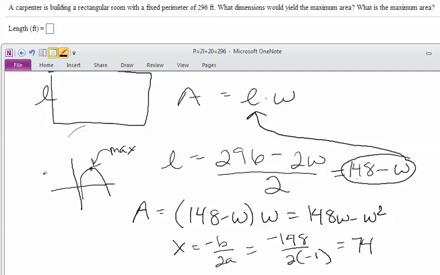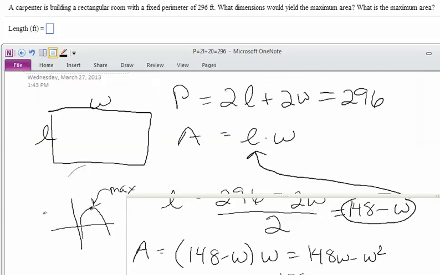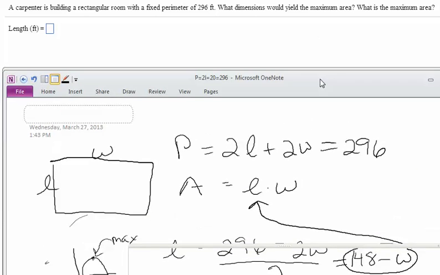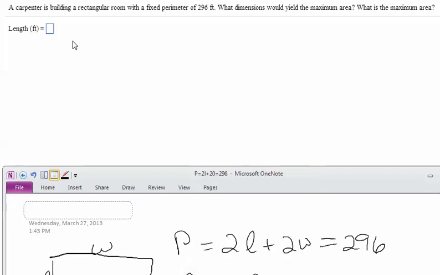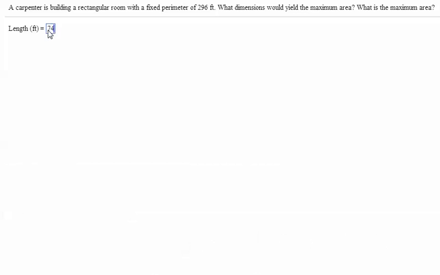And interestingly, you learn that a square maximizes area. A square is the rectangle with maximum area. And so, if you plug in 74 into this equation, you'll get L is equal to 148 minus 74, which is just 74. So the dimensions that maximize this will be 74, and then the width will also be 74.